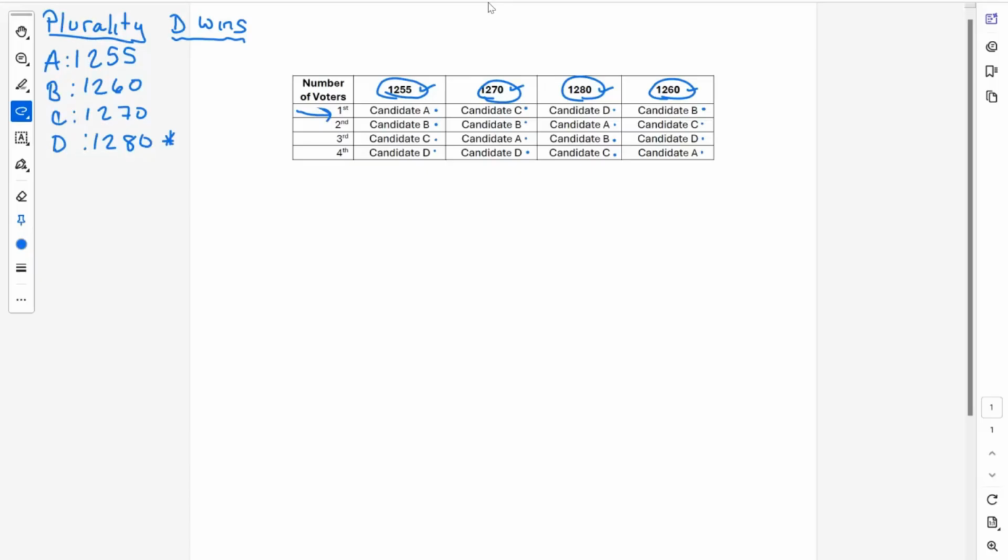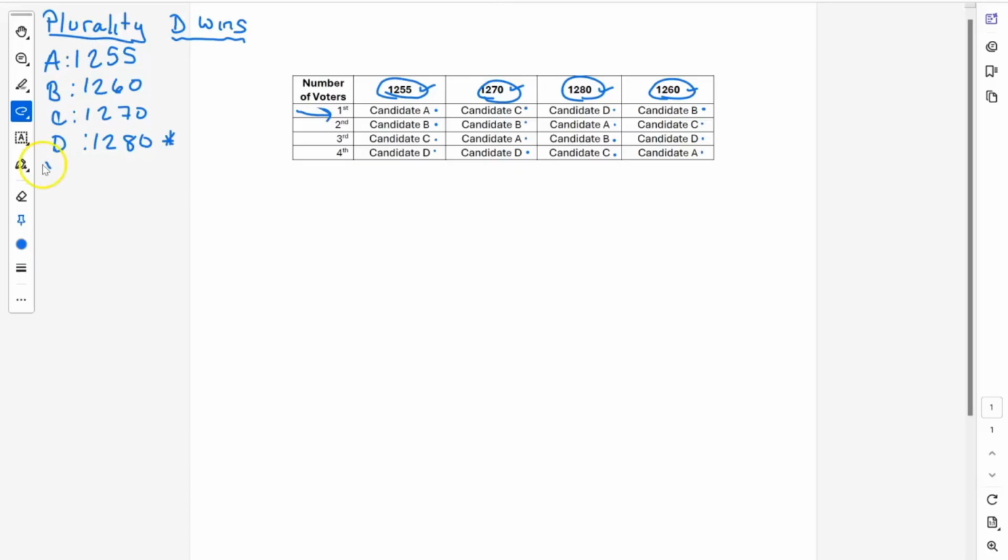Now, what's interesting about this election is that the results are very close together, right? The candidate with the fewest votes, candidate A, has 1,255, and the winning candidate has only 1,280. So the spread between all four of these candidates is very small. So we might not always be comfortable with saying candidate D wins an election when the majority of people would like somebody who's not candidate D.